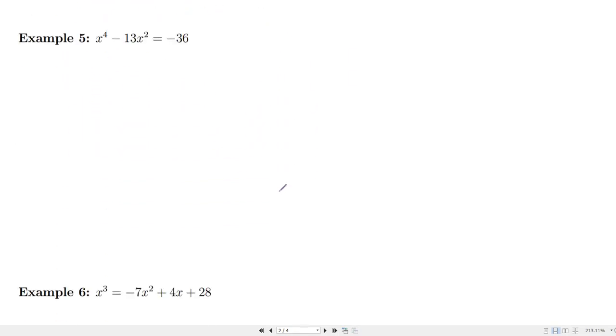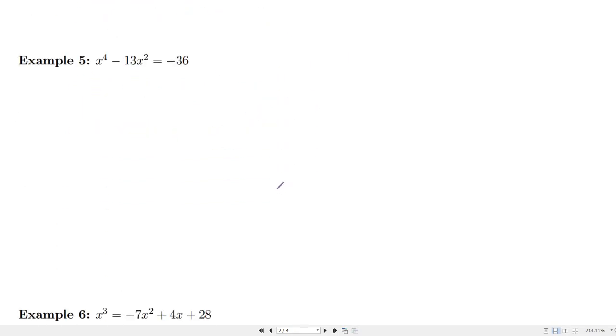Okay, now the next example, let's bring this 36 over. So we have x to the 4th minus 13x squared and then plus 36 equals 0. So this is a quartic, which would be in general pretty difficult to factor. However, the middle term is a quadratic. So a possibility would be that the first two are x squared, x squared to give us the x to the 4th.